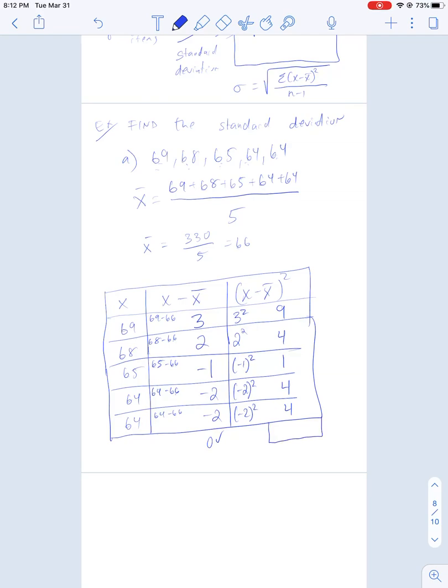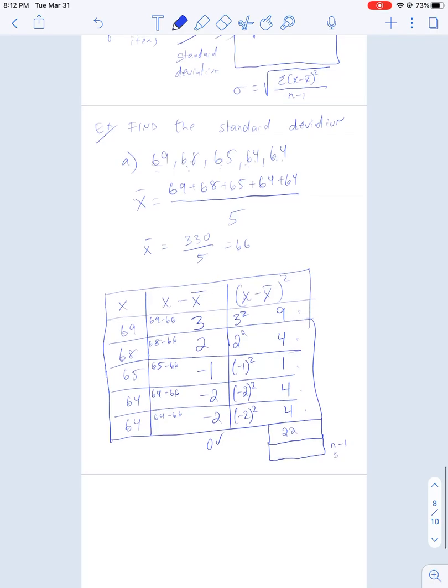And now we add all these numbers up, right? We do 9 plus 4 plus 1 plus 4 plus 4. We add all those numbers, we get 22. Our next step is our n minus 1, right? Once again, n, how many data items? We had 1, 2, 3, 4, 5 data items. So 5 minus 1, that gives us a 4.